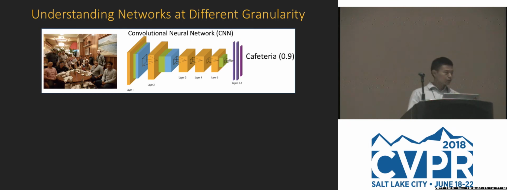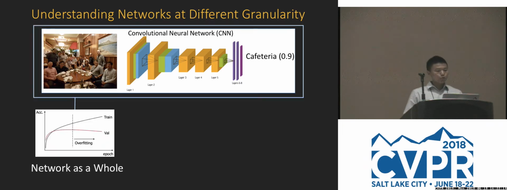Each layer is doing convolution, this is crystal clear. But things get massive when you train that network on millions of training samples. So it's getting difficult to understand what has been learned inside. To understand a network, we can understand the whole network as a whole. So people propose different network architectures. They want to improve the final performance, or they want to prevent overfitting issues.